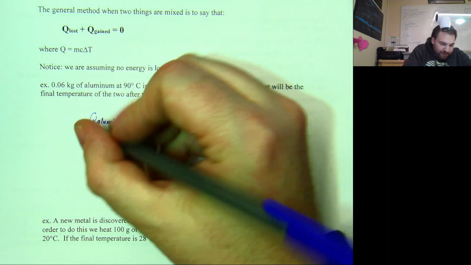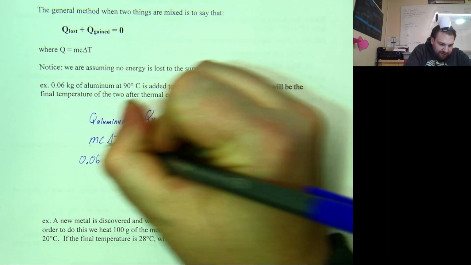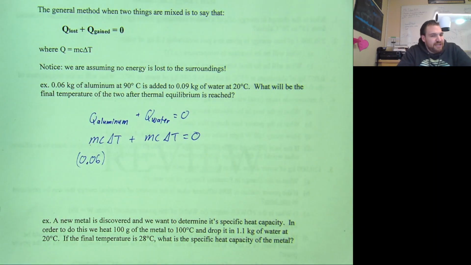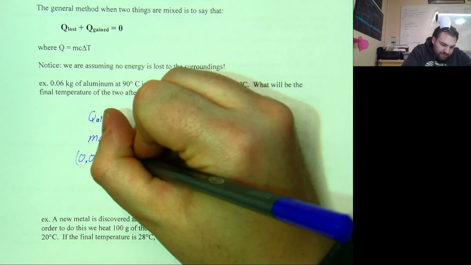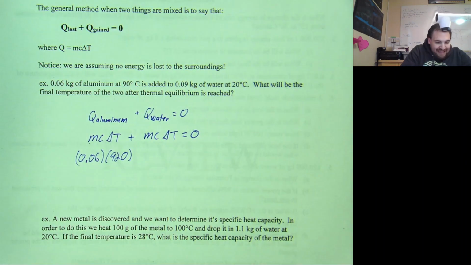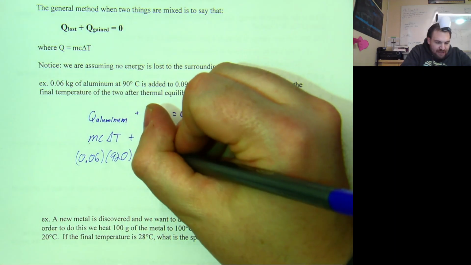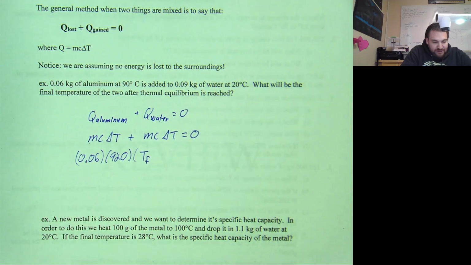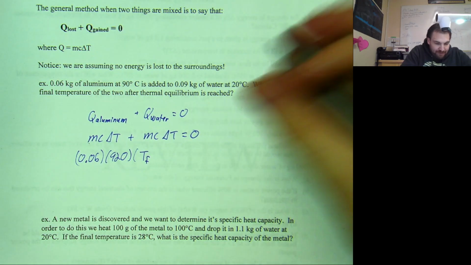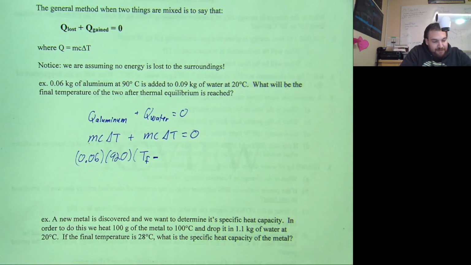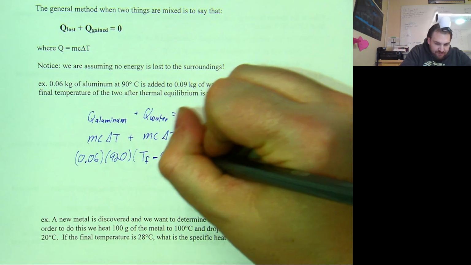The mass of my aluminum is 0.06 kilograms. What is the specific heat capacity of aluminum? Sorry, 920. And delta T is temperature final minus temperature initial. Temperature final we don't know. That's what we're looking for. The original temperature of my aluminum was 90 degrees.